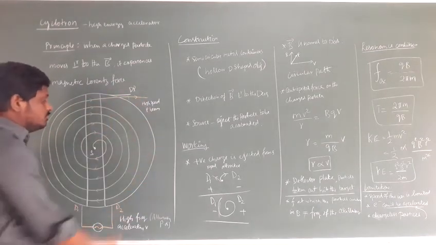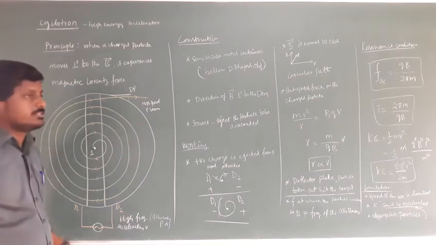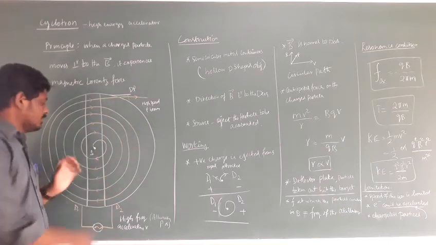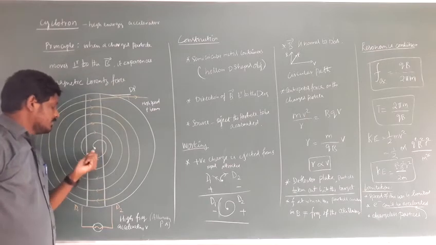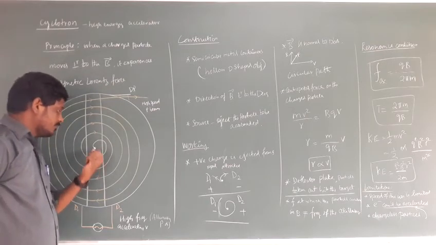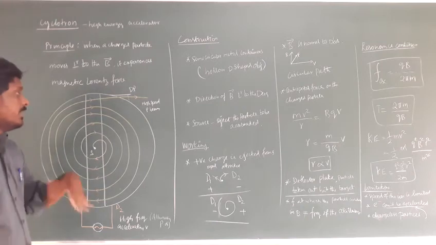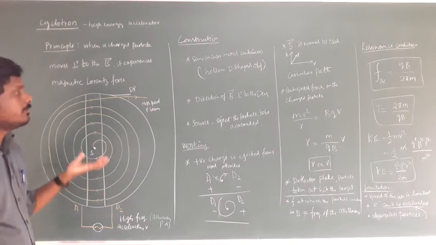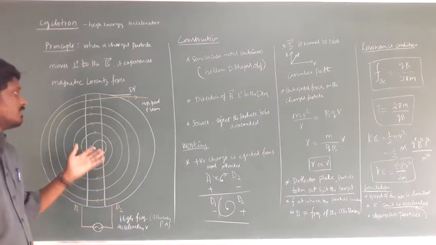So what is the construction? There are two Ds, which are semicircular hollow metal containers, and they are fully evacuated. At the center, between the two Ds, there is a gap. There is a source S, which is used to eject the particle that we are going to accelerate. The source is used to give a charged particle.